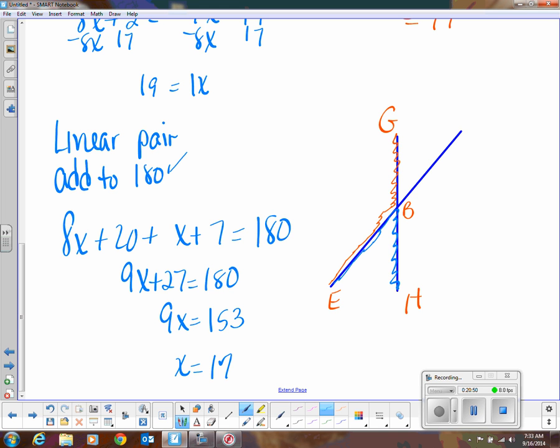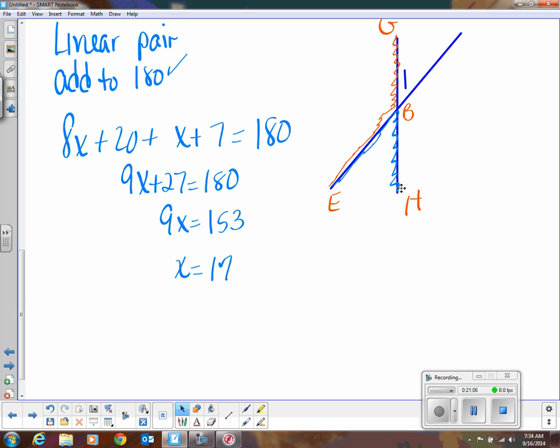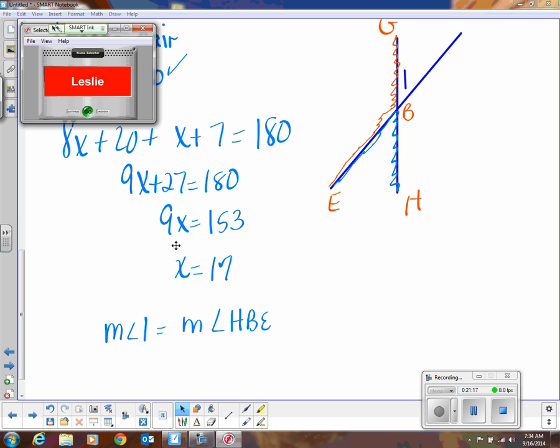All right, now we need the measure of angle 1. So now I need, this is angle 1, right there. So, this is what I've been working with. What do you know about angle 1? It's equal to HBE. So, I can find the measure of angle 1 by finding the measure of angle HBE. So my question to somebody is, what type of angles are 1 and HBE, Karen?